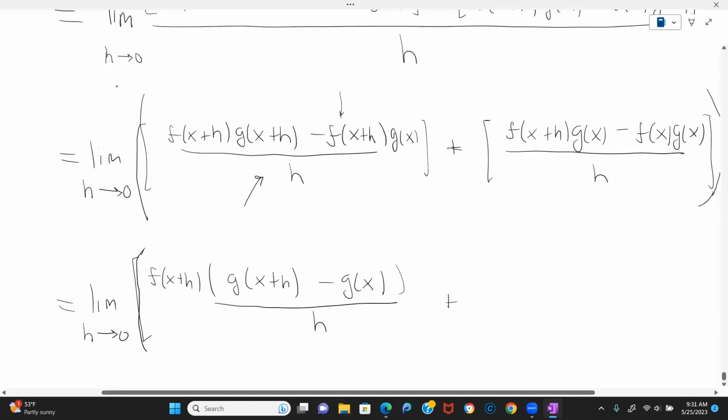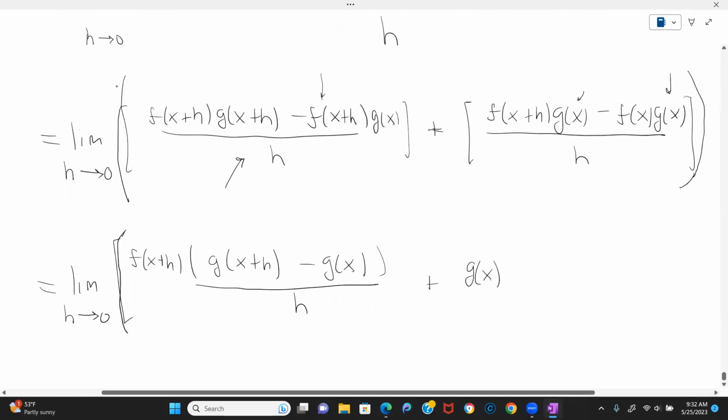X plus h. And now in the second fraction, I'm going to factor out the common g of x, so that will go in the front. So it's going to be g of x times the fraction. Maybe I'll put a dot here also, because I don't want the g of x to be part of the fraction either. So it's going to be f of x plus h minus f of x, all divided by h.